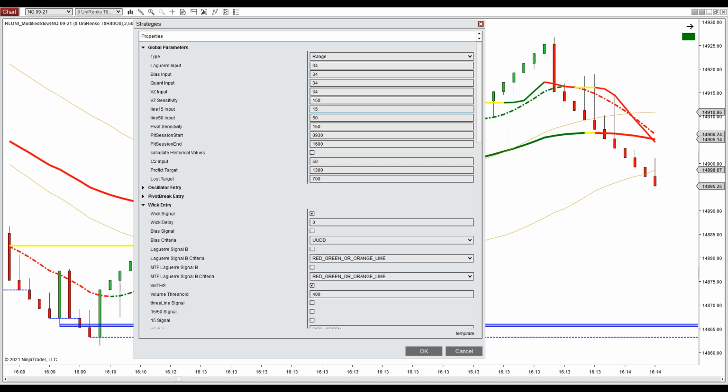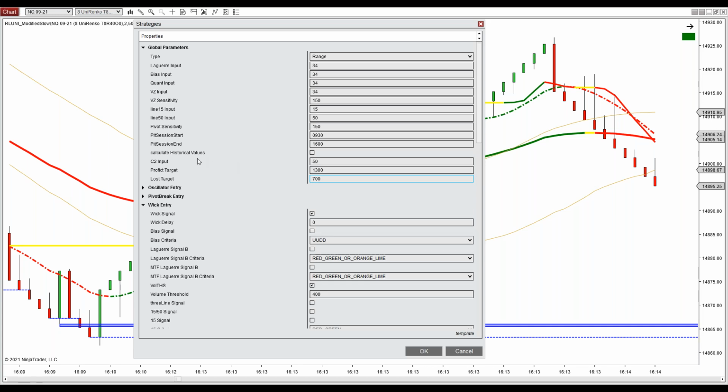On the conservative, it was 7. So now it's a slower line. Pivot sensitivity is the same. Trade the whole day. Loss and profit and loss are the same. Again, these are up to you to modify.